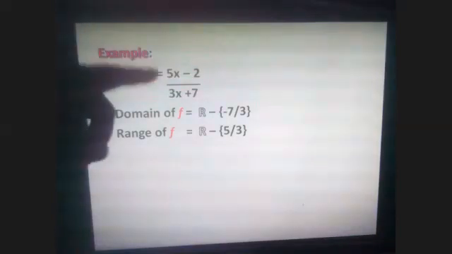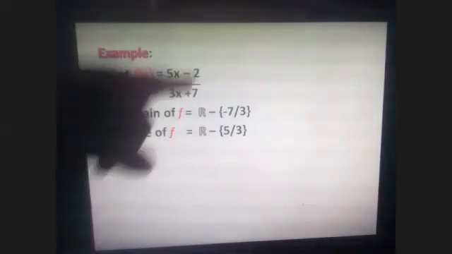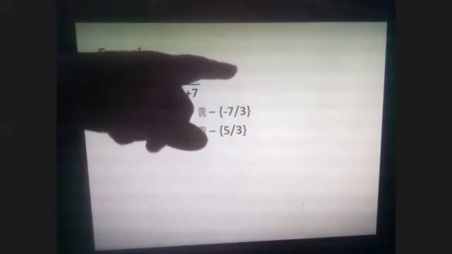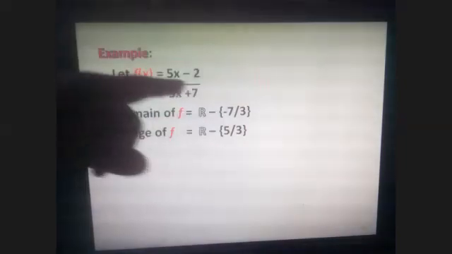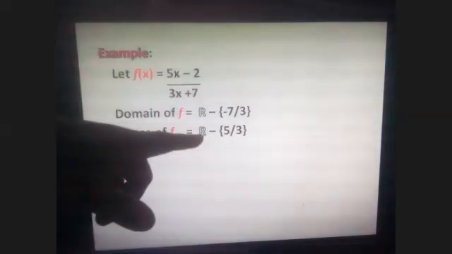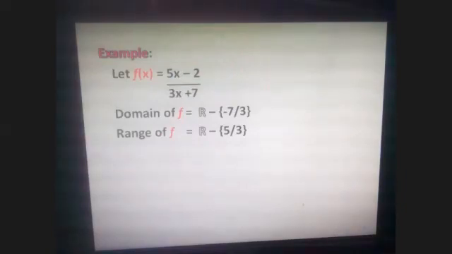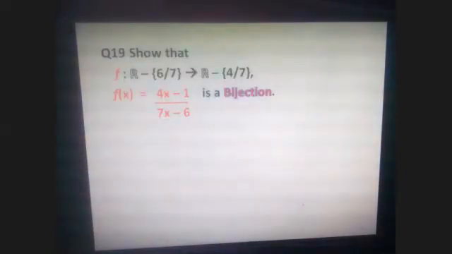You write f(x) equal to y, and you get x in terms of y. And then you will see y cannot be equal to 5/3. That is, the range cannot include 5/3.